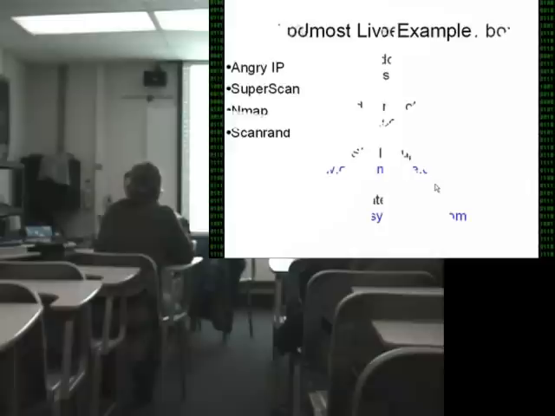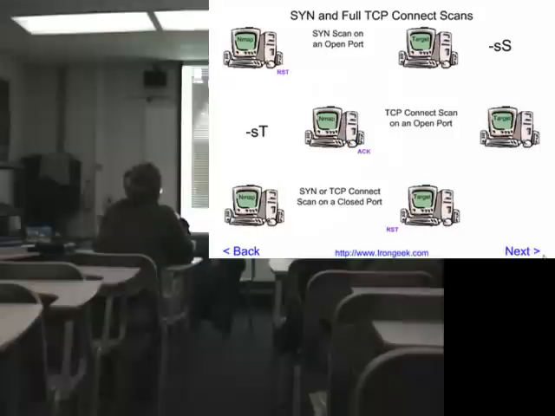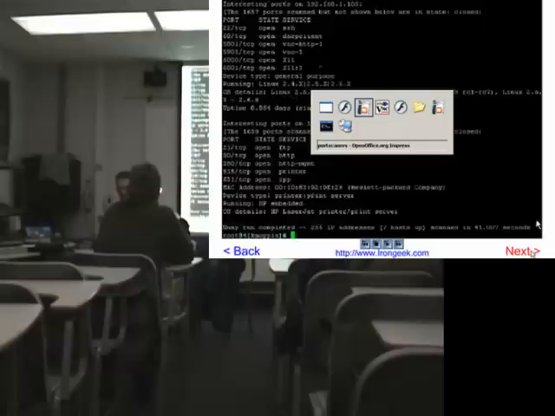Actually, let me show a few other things in Nmap. I'm trying to remember what all I have here to show. Different flags. I showed just the basics. I pretty much showed those. File call listing. Then let me switch to the other one.